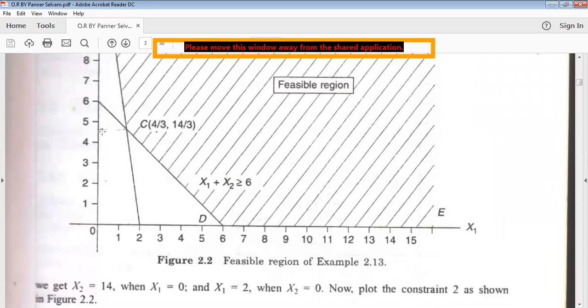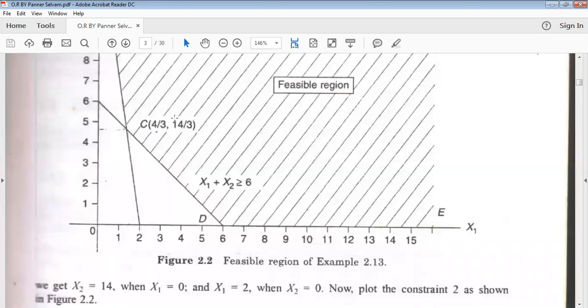If you draw a horizontal line here and a vertical line here, automatically you can find the coordinates: 4 by 3 and 14 by 3.